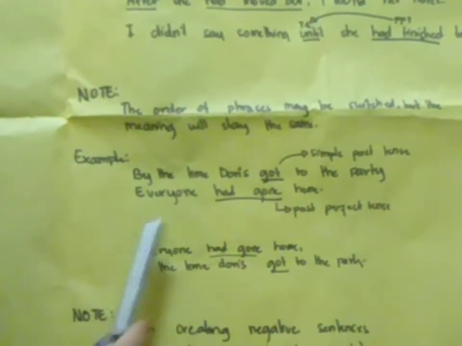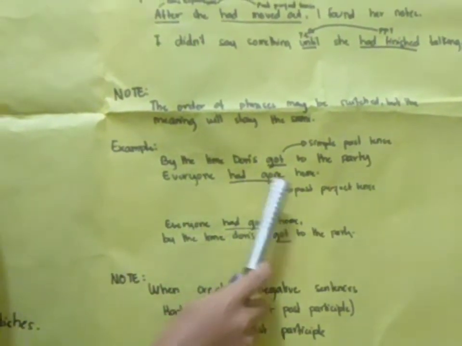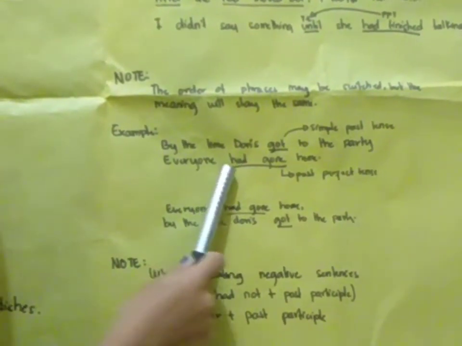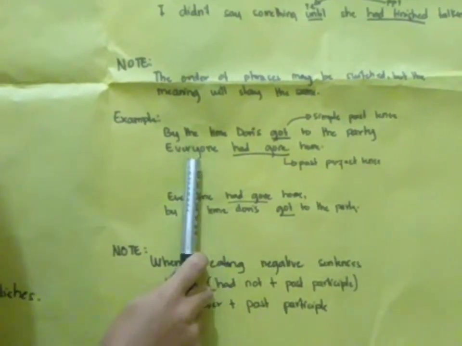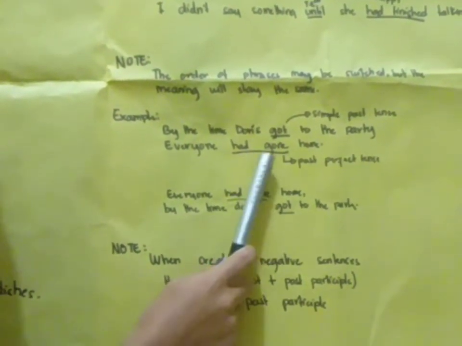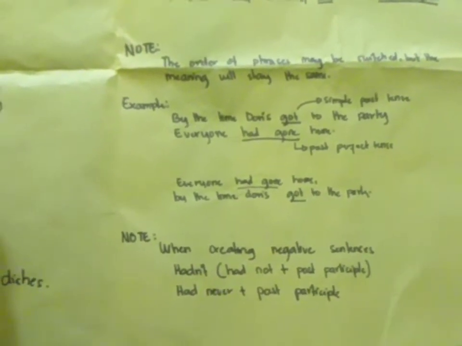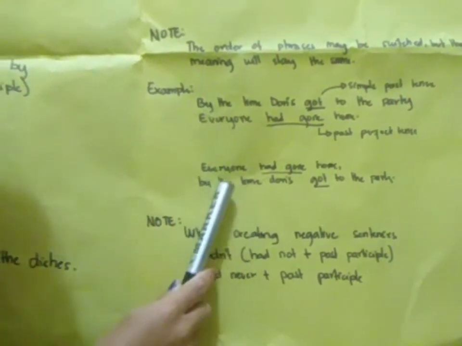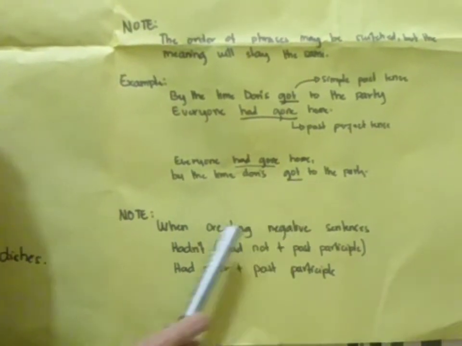Okay, let's take a look at this example. I will read: By the time Doris got to the party, everyone had gone home. In this example, we use the word got as a simple past tense, and in this second part, we use had gone as the past perfect tense. So if we switch these places, it looks like this: Everyone had gone home by the time Doris got to the party.